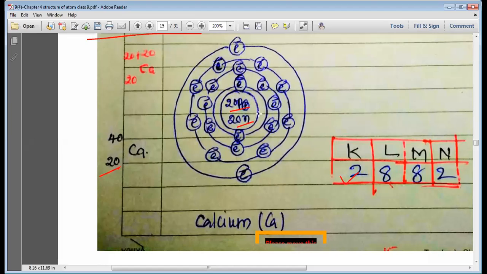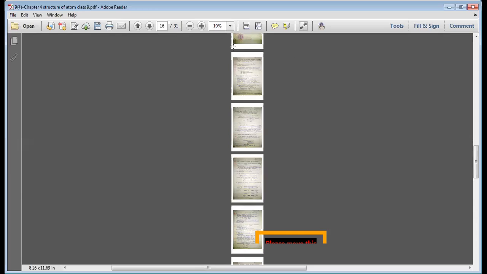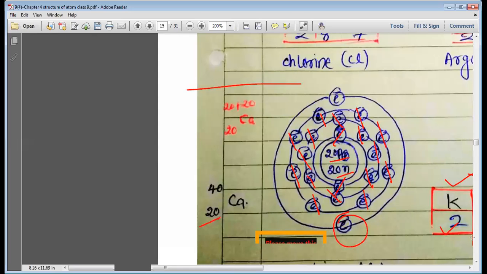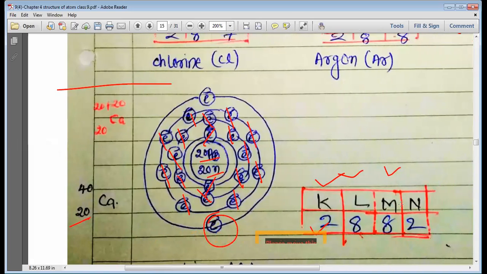So 2 electrons in K shell, 1, 2. 8 electrons in L shell. You can see 1, 2, 3, 4, 5, 6, 7 and 8. So total 8 electrons in L shell. Then 8 electrons in M shell, 1, 2, 3, 4, 5, 6, 7, 8. And my dear students, you can see that there are 2 electrons in the outermost shell, which is your N shell. You can see that. So here in N shell, you have 2 electrons, 1 and 2.